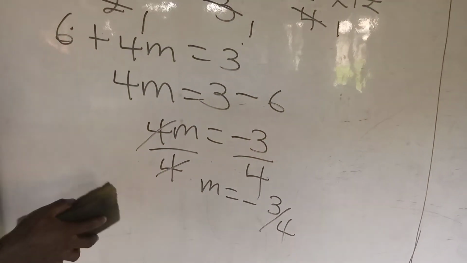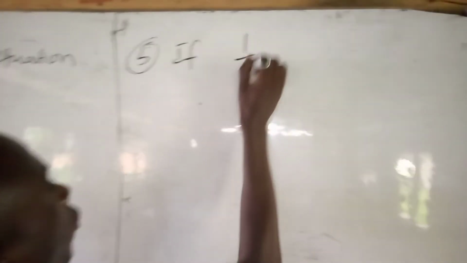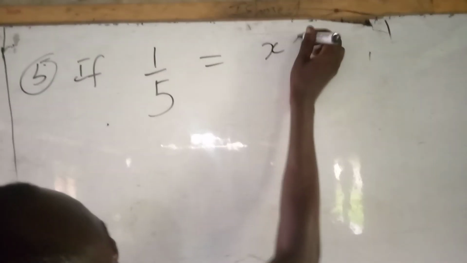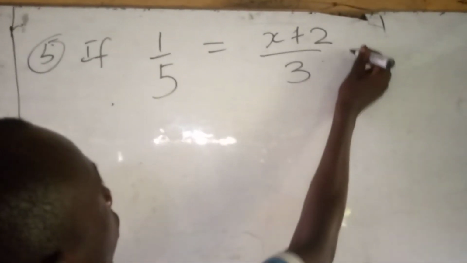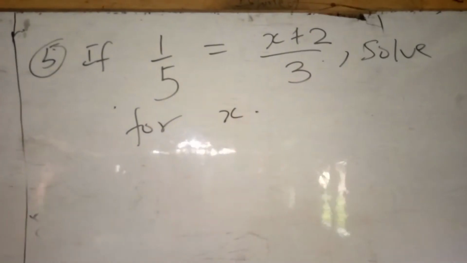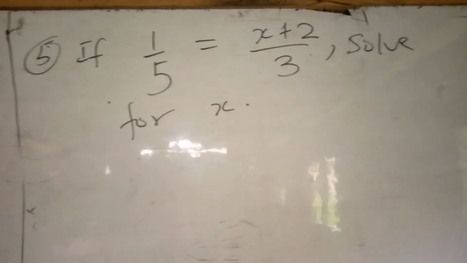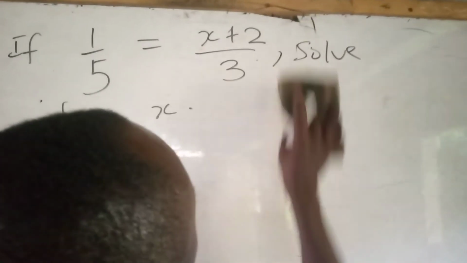Even though I said this is the last example, let's take this complicated question. 5. If 1 over 5 is equal to x plus 2 over 3, solve for x. One may say this question is a difficult question, but it is not difficult.